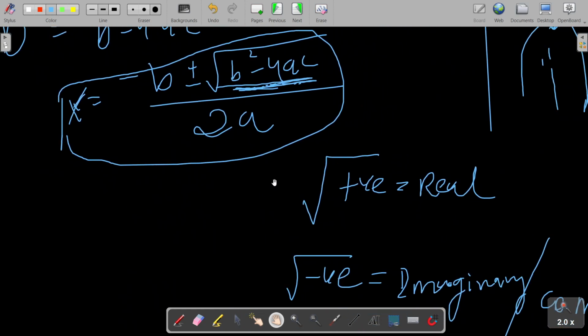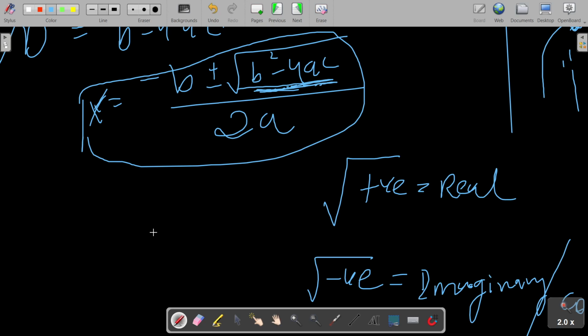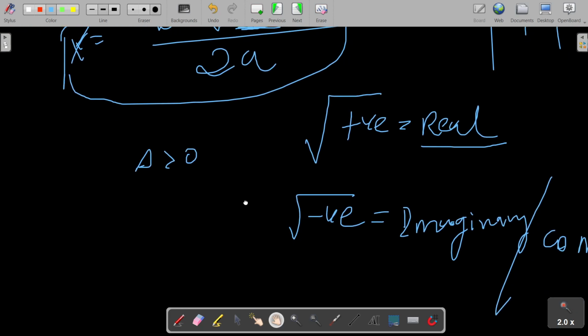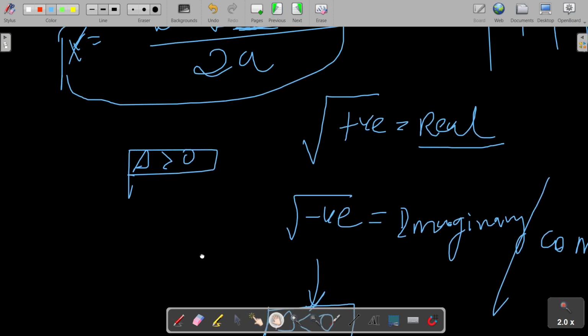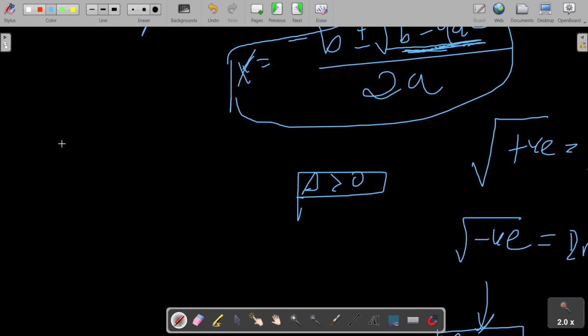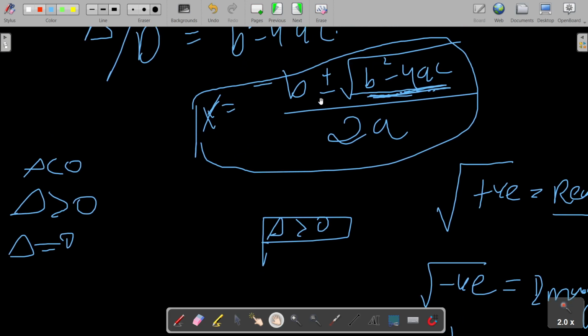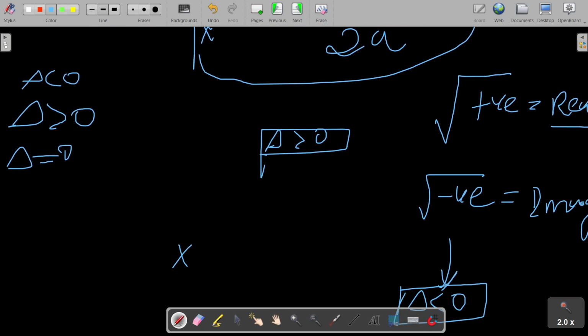If delta is positive, the roots of the equation are real. If delta is negative, less than 0, then the roots of the equation are imaginary. We have seen delta less than 0 and delta greater than 0, so let's put delta equal to 0. If we put delta equal to 0 in this equation, the root becomes 0, and we are left with only x equal to minus b by 2a.